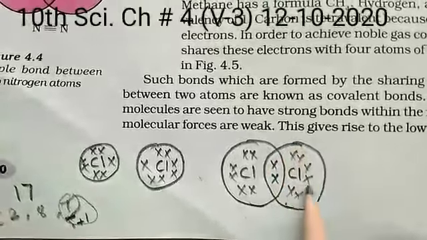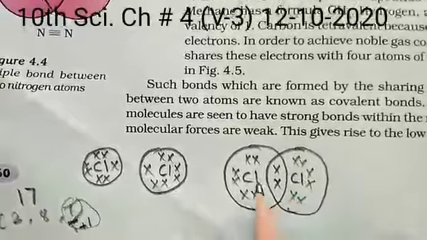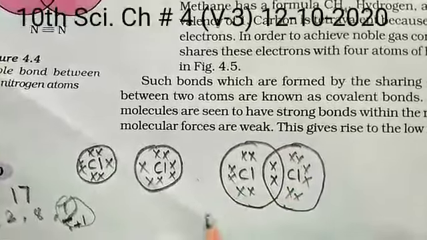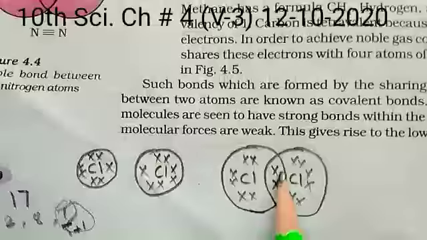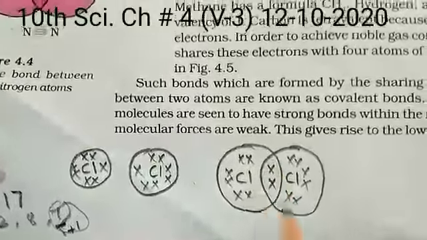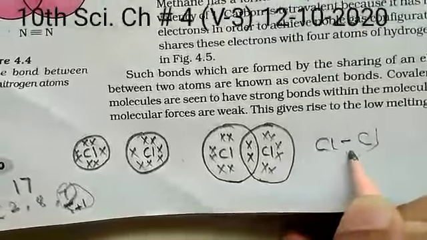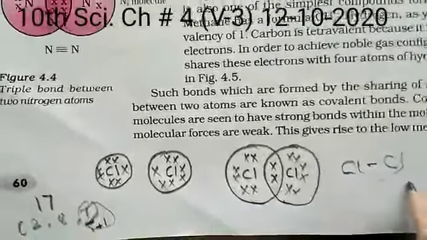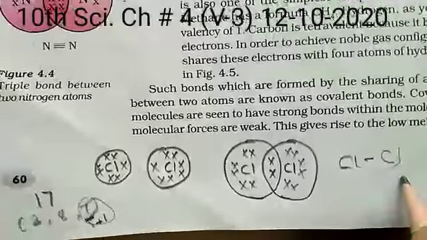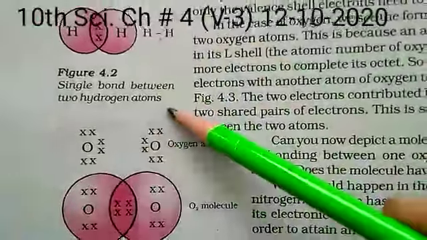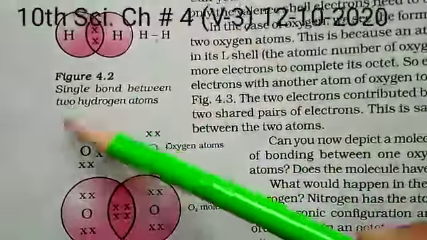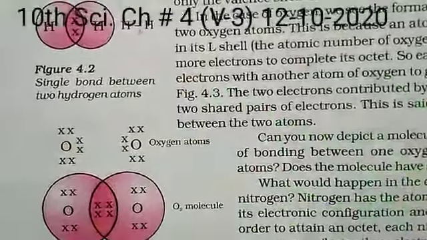So both chlorine atoms have completed their octet and they form a chlorine molecule, and these two share electrons. So how many bonds are there? Between Cl and Cl, only one covalent bond is present in the Cl2 molecule. So like the hydrogen atom, chlorine also forms a single bond between the two chlorine atoms.